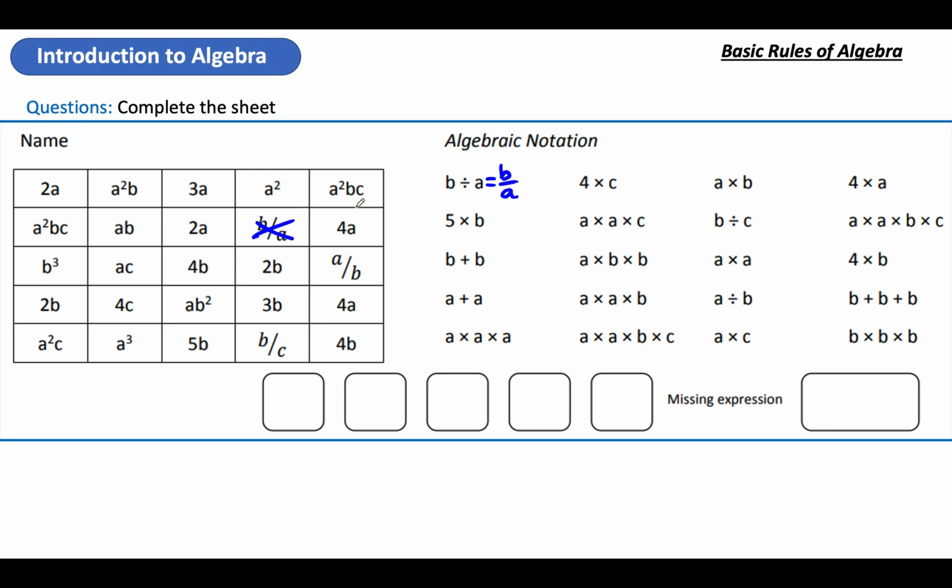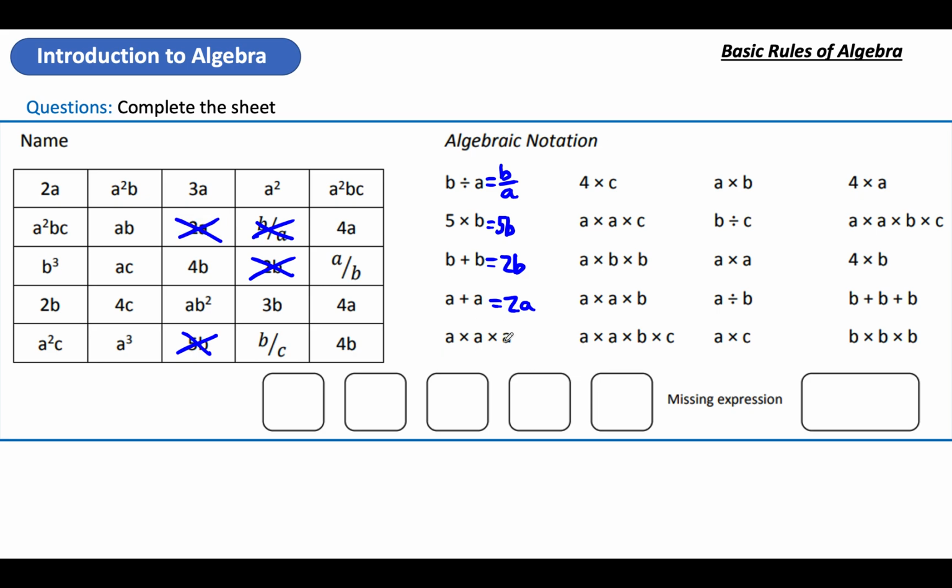We said that. Then 5 times B would be 5B. There are 5 lots of B. I just need to find it in my grid. And everyone's saying, it's down there, sir. Why can't you see it? B plus B. Now this isn't B squared because it's not times, it's add. So it's just saying there are 2 of them. So we put 2B. So there's 2B on my grid. Same with the A plus A. It's not times, it's add. There are just 2 lots of A. So 2A.